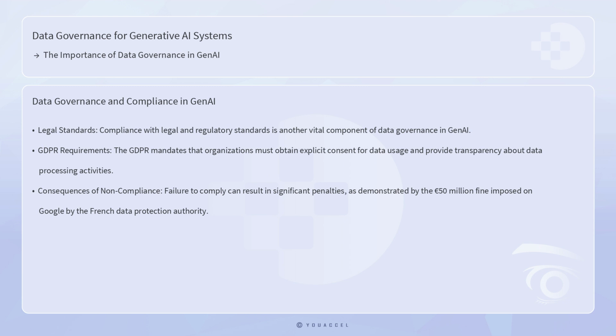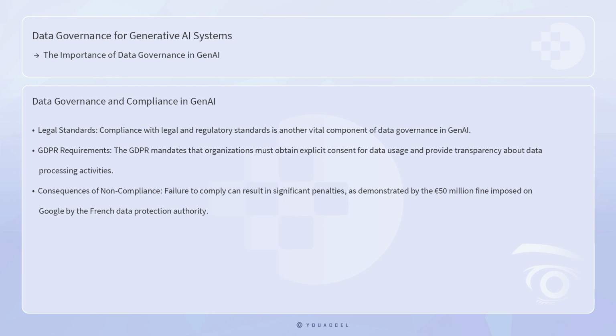Compliance with legal and regulatory standards is another vital component of data governance in GenAI. Various laws and regulations, such as the General Data Protection Regulation in Europe, impose stringent requirements on data handling and processing. Organizations using GenAI must ensure that their data governance practices comply with these regulations to avoid legal repercussions and fines.